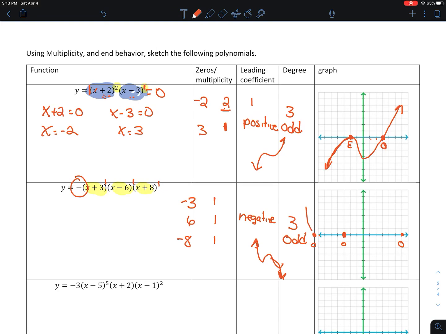Okay? So I'm going to start at the top. I'm going to go through this because it's odd. Somewhere along the way, I have to go back up through the one at -3. And then somewhere along the way, I have to hit this one. Now, this is just a guess because we don't know those turning points just yet.